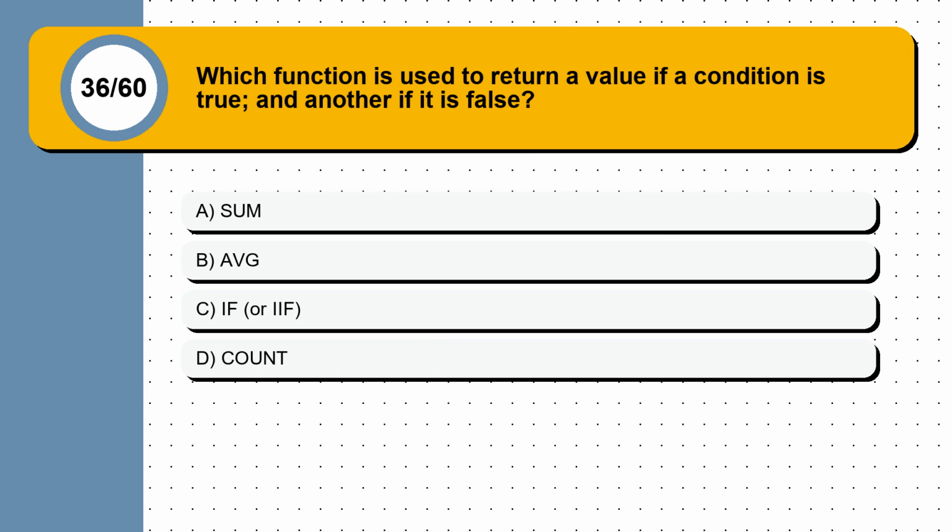Question 36. Which function is used to return a value if a condition is true and another if it is false? Option A, sum. Option B, average. Option C, if or IIF. Option D, count.